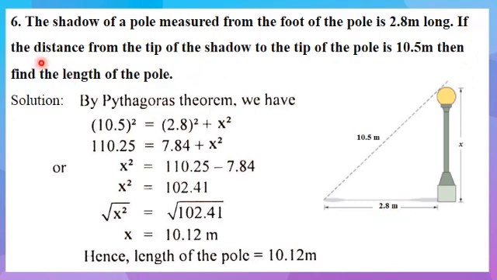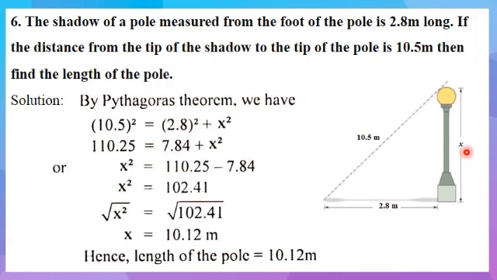Okay, if the distance from the tip of the shadow to the tip of the pole is 10.5 meter, as you are observing that this is the tip of the pole and this is the tip of the shadow of the pole. So when you are joining these two tips, the distance is equal to 10.5 meter as shown in the figure. Then find the length of the pole, and we have to calculate the length of the pole, and I am supposing over here that the length is equal to x.